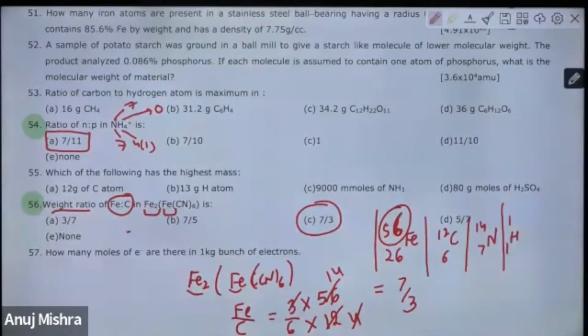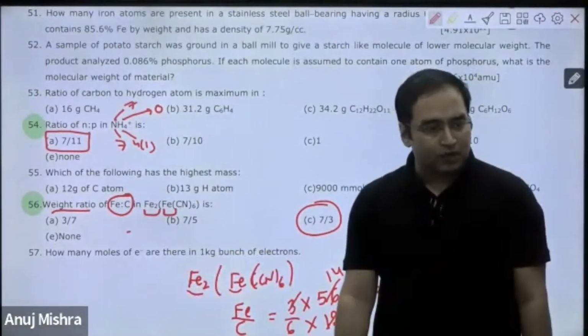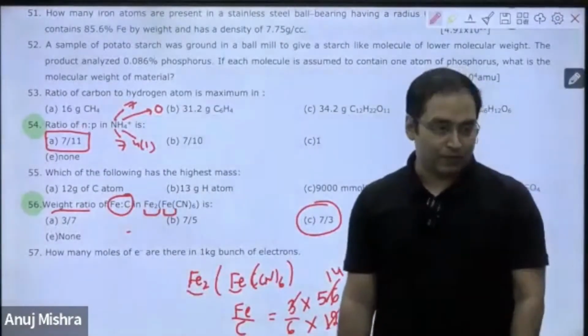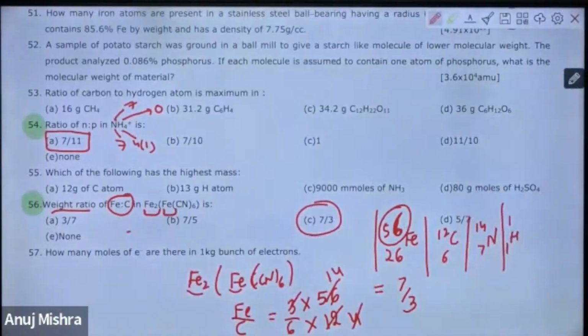Acha, in this 57, how many moles of electron are there in 1 kilogram bunch of electron? 1 kilogram bunch में 1000 grams कर लो. And electron का mass कितना होता है? 9.1 10 power minus 31 grams. So kgs, 31 kgs. So we'll write that number and then divide it. And then divide by Na. Okay? We'll do that, don't worry.